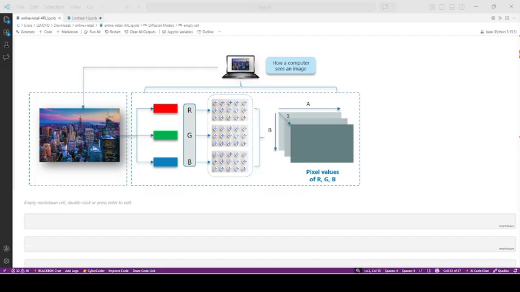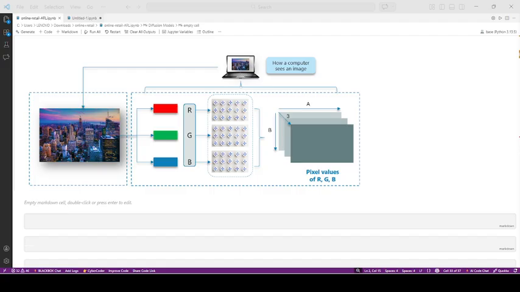So how are these things going to happen? Red is like this. Using these only, we are going to perform the next operations. So this is how the image is read by the computer.